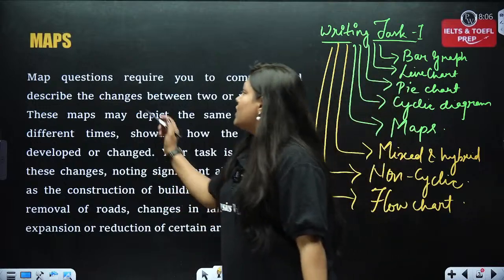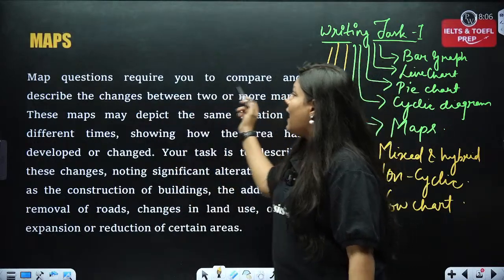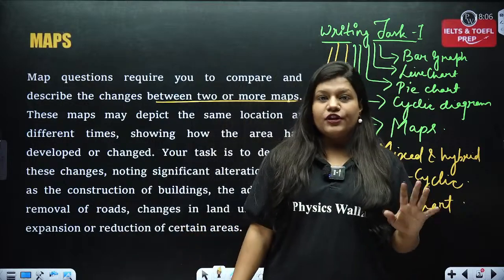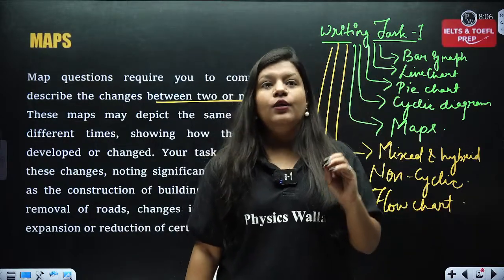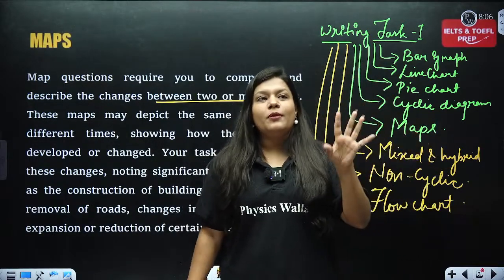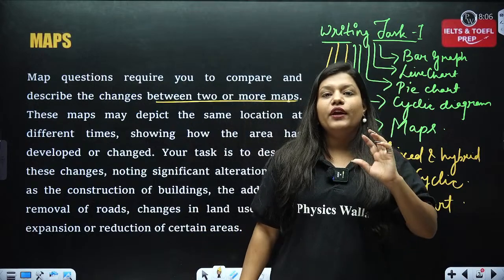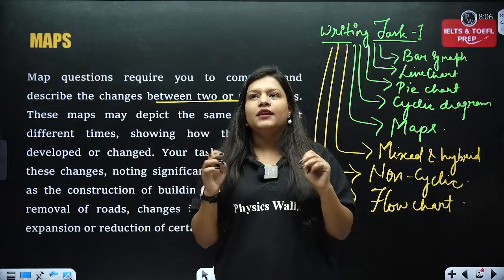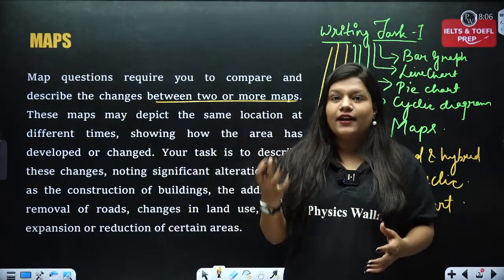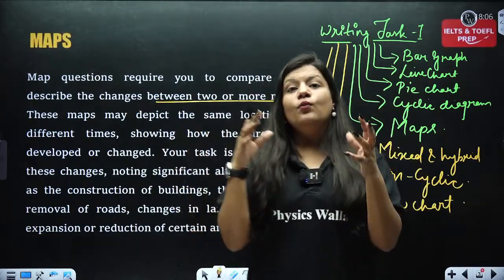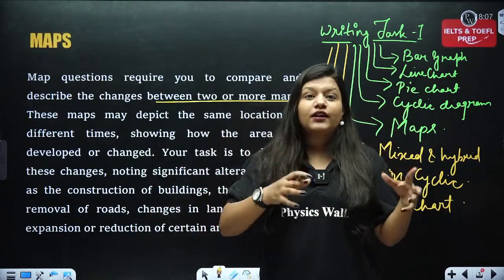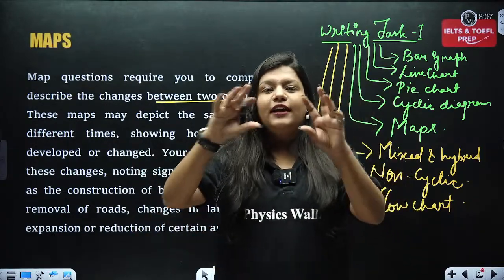Now, map questions require you to compare and describe the changes between two or more maps. Okay. So by the first line, you've got an idea of how it is going to be. Basically what happens is you are going to get two maps, left one and right one. They are there to compare and contrast and tell what changes there have been over a particular period of time.